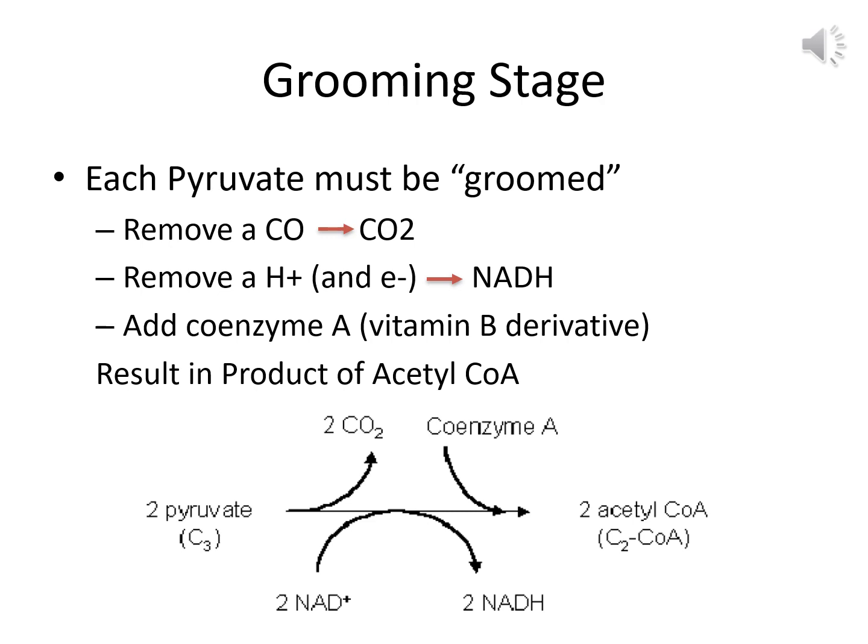Coenzyme A is a vitamin B derivative. When we do this, we alter pyruvate into a new molecule called acetyl-CoA. Because we make 2 pyruvates, we then make 2 acetyl-CoAs.